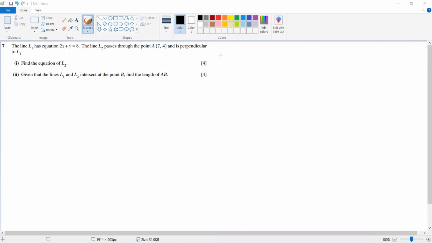Okay, let's just get a general diagrammatic representation of these lines. Let's say this is L1, and L1's equation is 2x plus y equals 8. So how about the line L2? The line L2 goes through the point A(7, 4) and is perpendicular. Let's draw something like this and indicate a point here, say A, which is (7, 4). Perpendicular to L1 means this is line L2, so we label it L2 and put a 90 degrees like that. Ta-da. So find the equation of line L2.